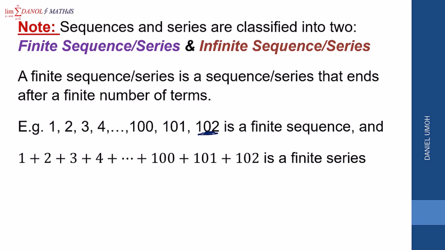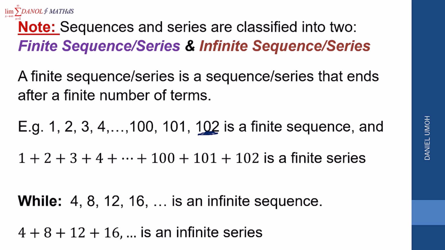And then if you look at the example in the series, remember the series is the sum of the elements of the sequence. So you can see 1 plus 2 plus 3 till 102 is called a finite series. While infinite sequences are sequences that continue indefinitely. Example, 4, 8, 12, 16, and so on. You see, this is called the ellipsis. Whenever you see a sequence that ends with an ellipsis, it means that sequence is an infinite sequence. And similarly, you can see that the series is simply 4 plus 8 plus 12 plus 16, and so on.